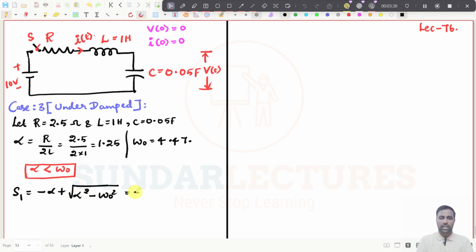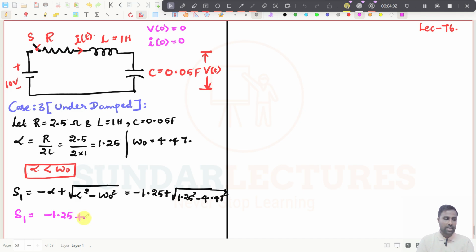If you substitute here, you will get minus 1.25 plus square root of 1.25 square minus 4.47 square. If you simplify this further, you will get S1 equal to minus 1.25 plus 4.30 j. You have to keep your calculator in complex mode to get this value, otherwise you will get a math error.